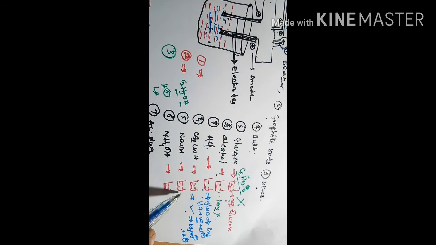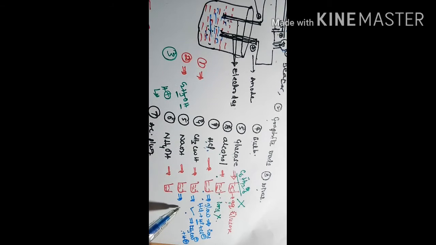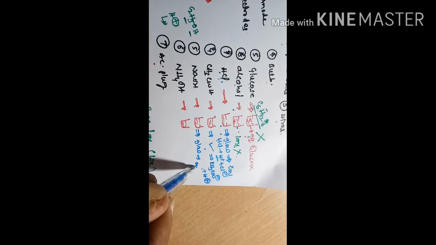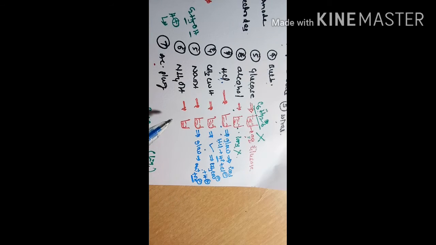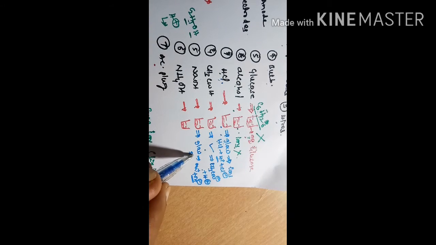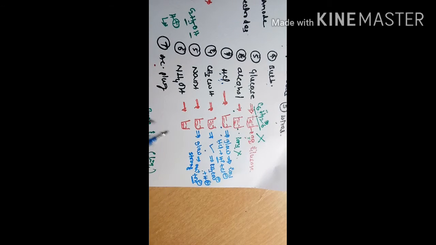Now you can take NaOH. The bulb will glow. So we can say it has Na plus and OH minus ions. OH minus ions are present, so that's why it is a base. And the glowing is more, so this one is strong.